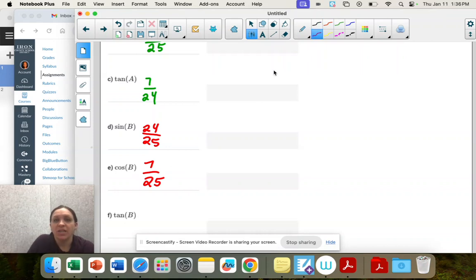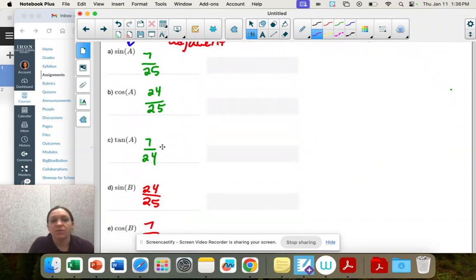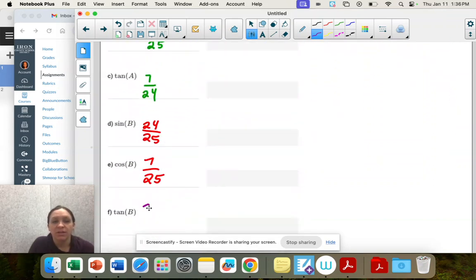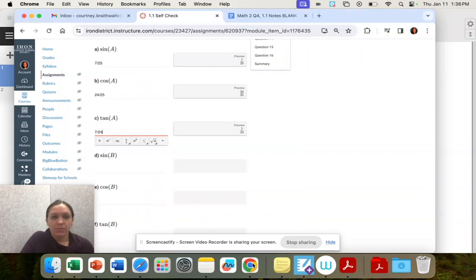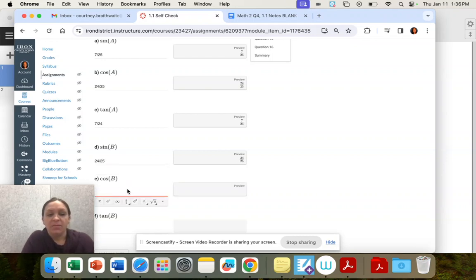And then for tangent, remember opposite and adjacent switch. So now it's 24 over 7, which is the reciprocal of the other angle. So when I type in sine of B, it's the same as cosine of A. And then same thing, sine and cosine switch spots on the other angle. And then tangent, you take the reciprocal.